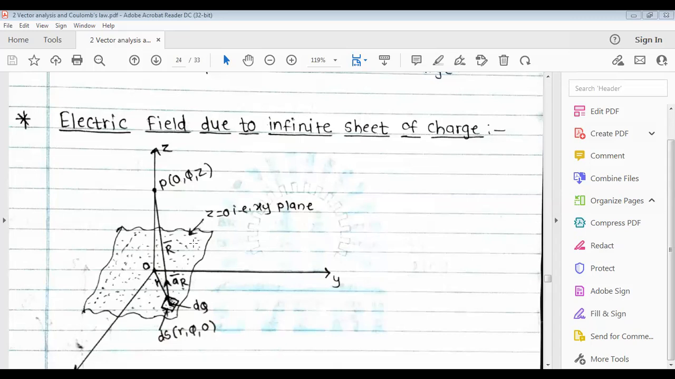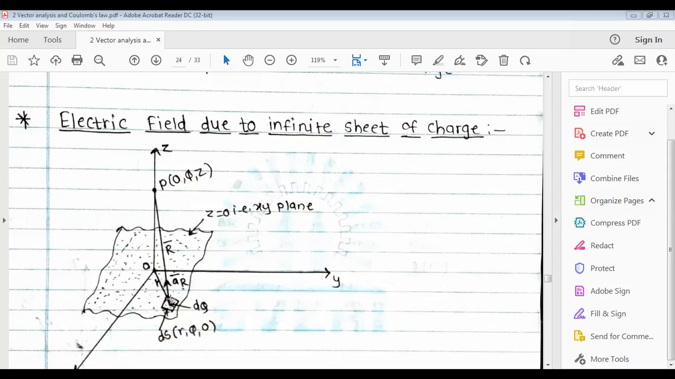Now we are considering the cylindrical coordinate system. So consider one small section of this sheet. Now in cylindrical system there are three coordinates. Which are those for cylindrical system? What are the coordinates? R, phi, Z. Correct. These are R, phi, Z.